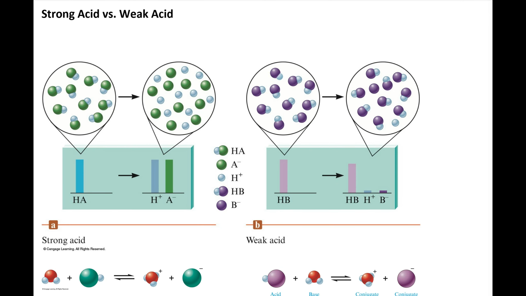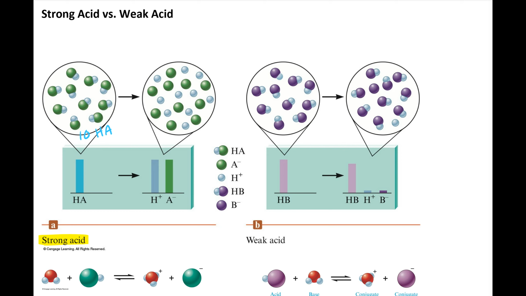So let's dive into the strong acid versus weak acid a little bit more with some particle diagrams. Here on the left-hand side, I have a strong acid. We're going to use a generic formula, HA. H is that hydrogen being donated, A is the rest of the acid molecule. And in this picture, we start with 1, 2, 3, 4, 5, 6, 7, 8, 9, 10 HA molecules. And I want you to see what happens to those 10 HA molecules.